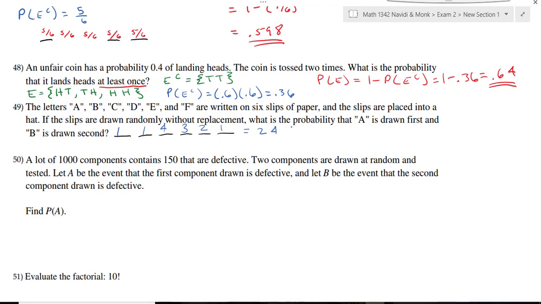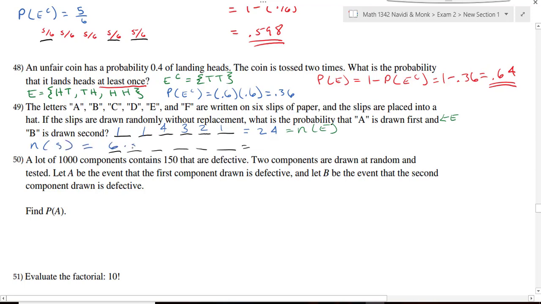This is the number of elements in my event. Now I've got to figure out the number of elements in my sample space. If this is my event, the number of elements in my event is 24. How do I find the number of elements in my sample space? How many choices would I have for the first letter if I'm looking at all possible arrangements? 6, and then 5, and then 4, and then 3, and then 2, and then 1. The number of elements in my sample space is equal to 6 times 5 times 4 times 3 times 2 times 1. And that happens to be 6 factorial.